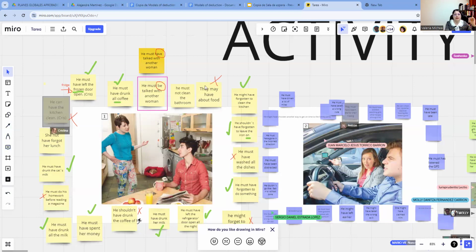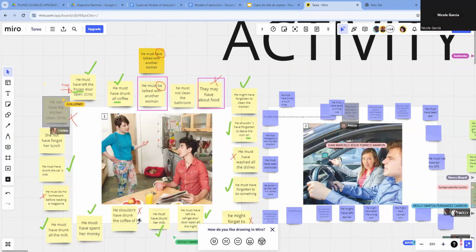All right. Then we have "They may have about food." Why is this incorrect? "They may have about food." What is the problem with this one? Have been discussing or have been arguing. Yeah, there you go. Thank you, Nicole.